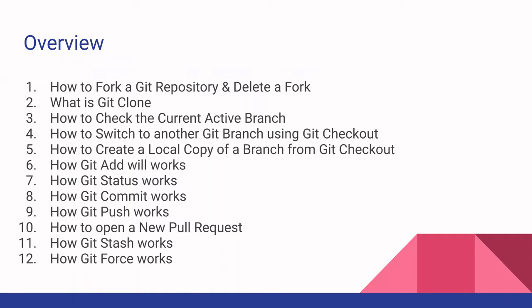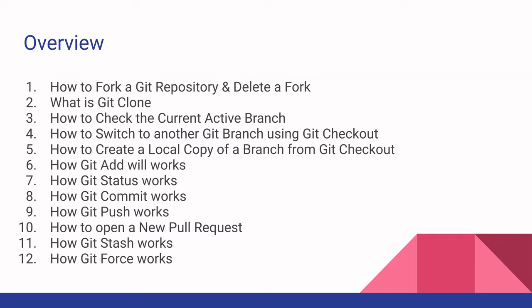First, we are going to look at how to fork a Git repository and then how to delete a fork that you have obtained for your Git repository. Then, what is Git clone? Then we are going to look at how to check the current active branch. Then we will be looking at how to switch to another Git branch using git checkout command and how to create a new local copy of a branch by using git checkout command.